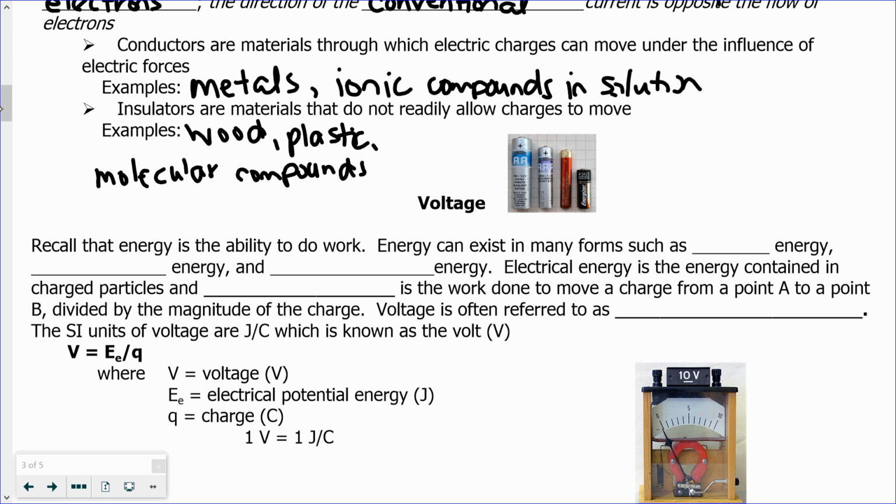So another piece of information that you've probably heard of before, but maybe don't understand what that necessarily would mean, is the word voltage. So back to Science 10, when we started to talk about energy, we said energy is the ability to do work. So we would have looked at kinetic energy and potential energy and how that is the ability to do work. And we defined work as force times distance, but we don't really need that one right now. So energy can exist in many forms.